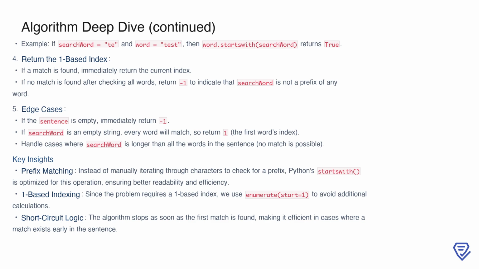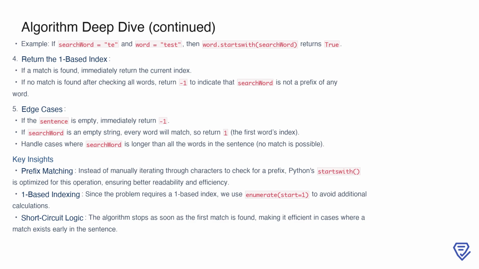Now, let's consider some edge cases to ensure our algorithm handles all scenarios. If the sentence is empty, there are no words to check, so we immediately return -1. When the search word is an empty string, every word in the sentence will technically start with it, so the correct output is 1, the index of the first word. Additionally, if the search word is longer than all the words in the sentence, no match is possible, so the output remains -1.